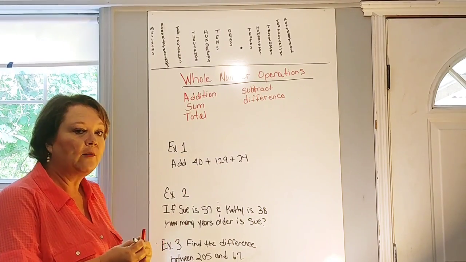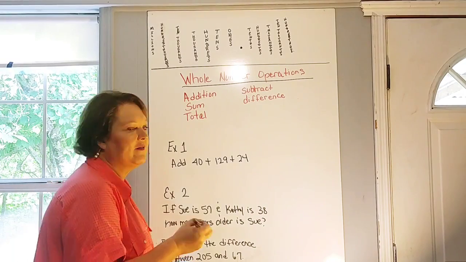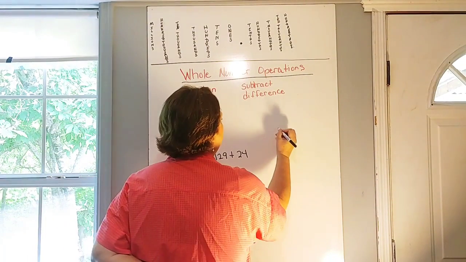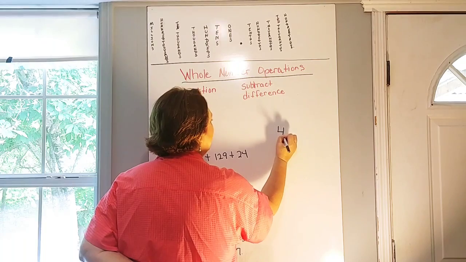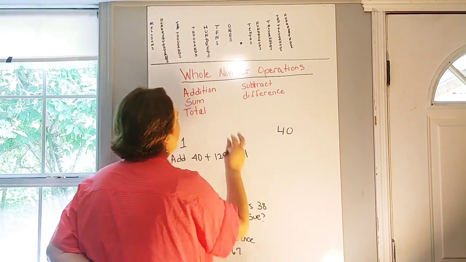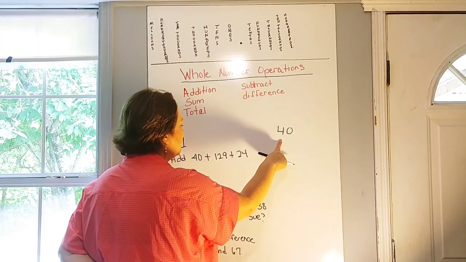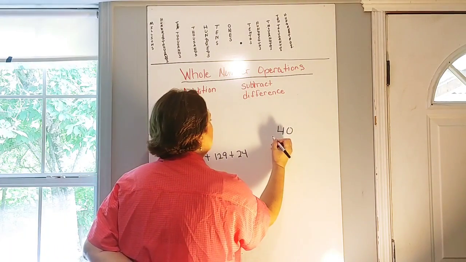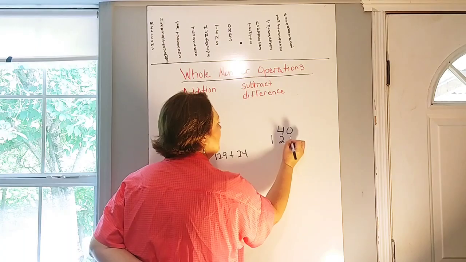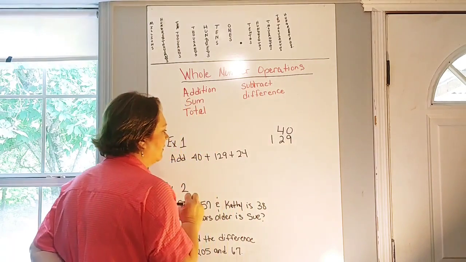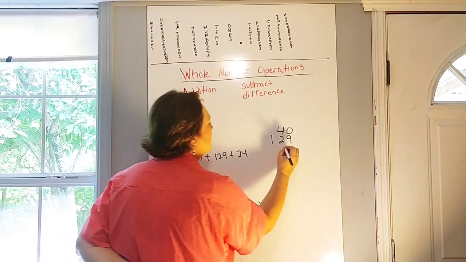Sometimes when we're adding, we have to regroup. So I feel certain that that's what they're going to have us do with these numbers. So I'm going to line them up vertically so that I can put them in numerical order and line those up. So our first number is 40. Our next number is 129. Okay, and then our next number is 24.